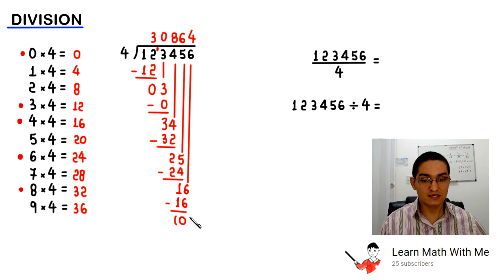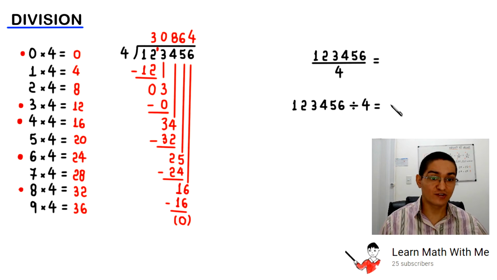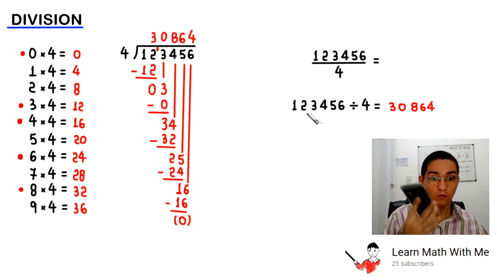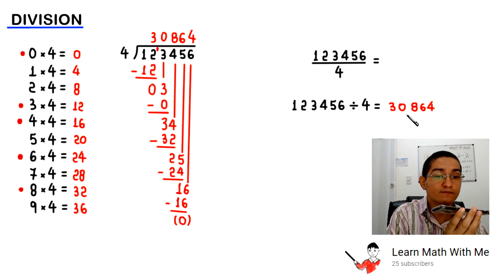The remainder is 0. We can now say that 123,456 divided by 4 equals 30,864. Let's write that down here. 30,864. What is 123,456 divided by 4? The answer is 30,864. We got it.